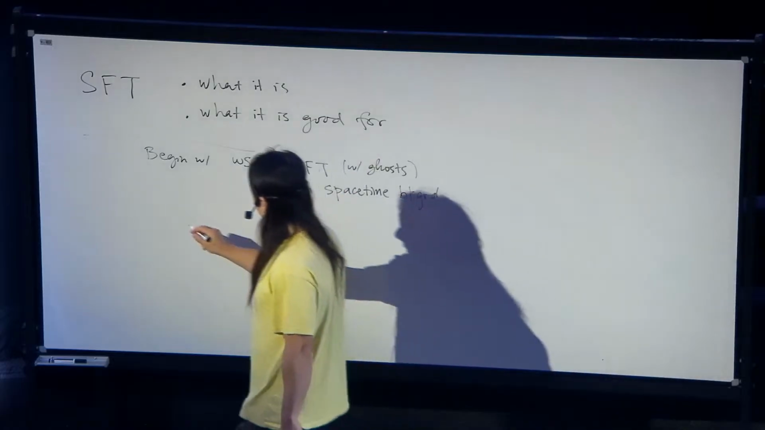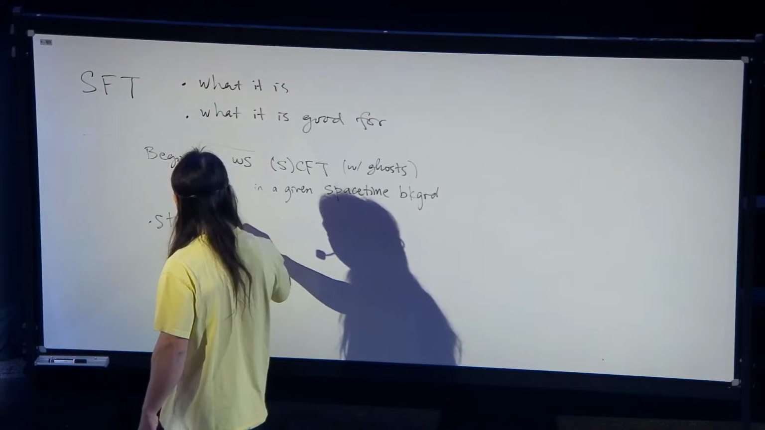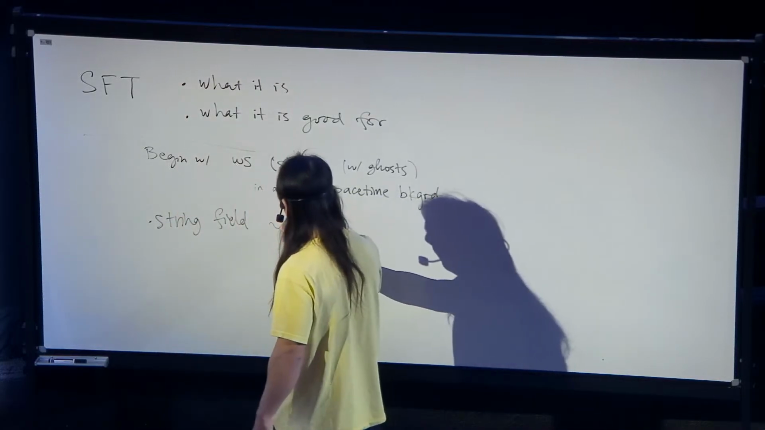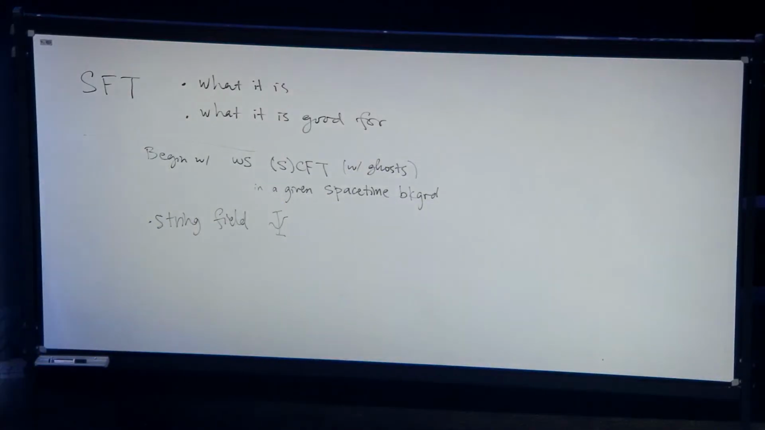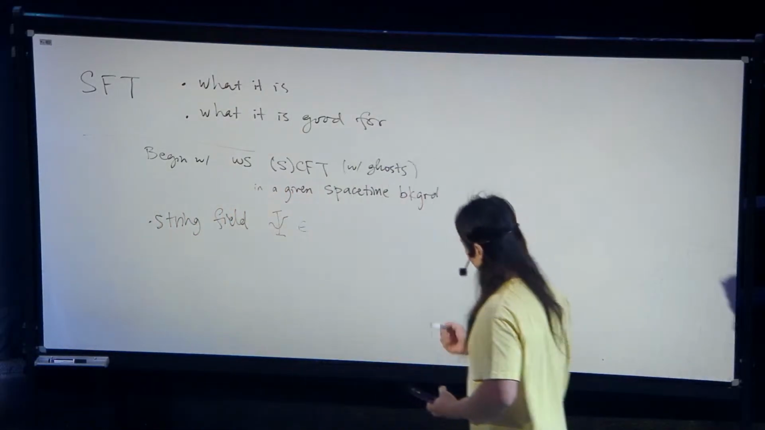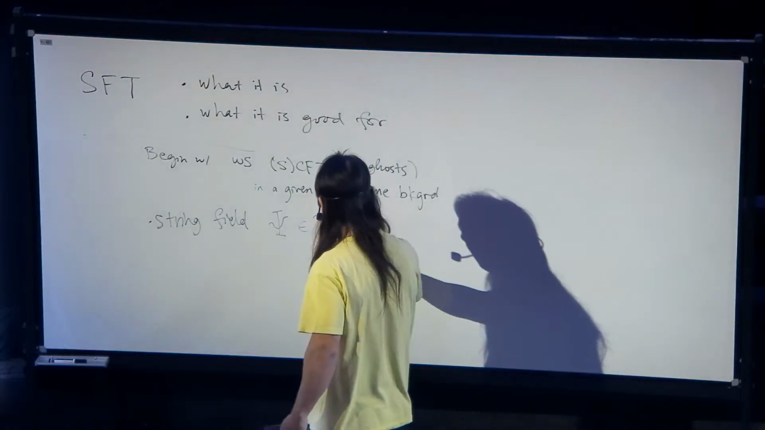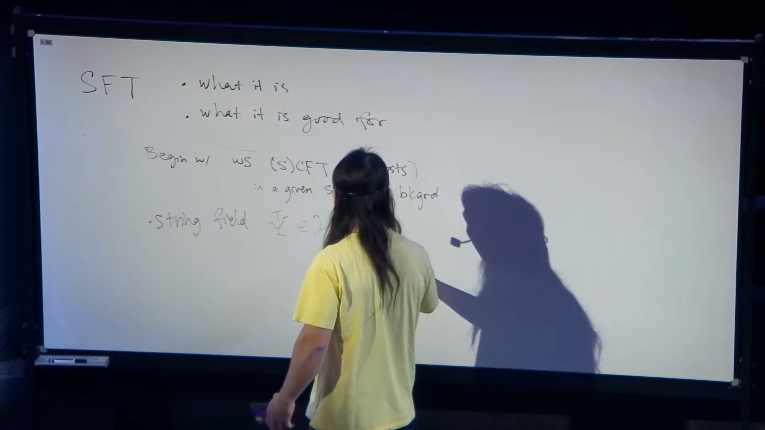The string field, what we call the notion of the string field, which I will typically denote by capital psi. The string field, so what is a string field? The simplest way to characterize it is just a state vector in the space of states of the worldsheet CFT with the ghost included.